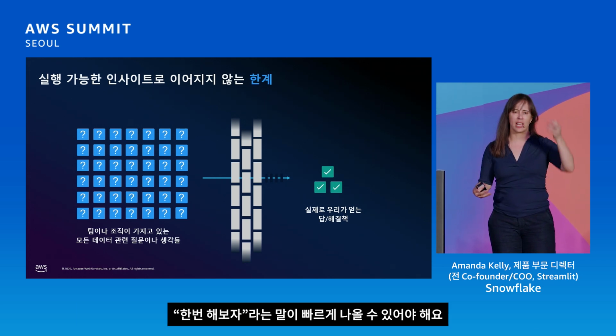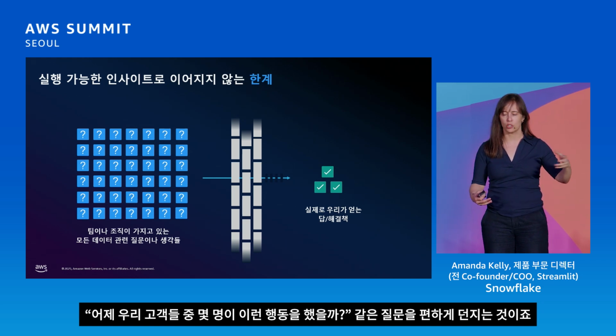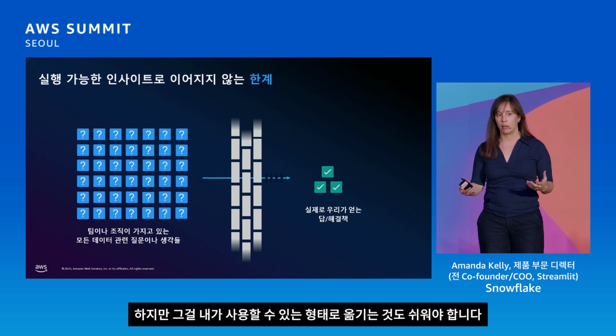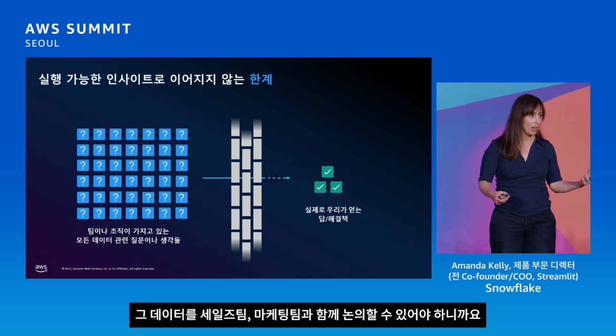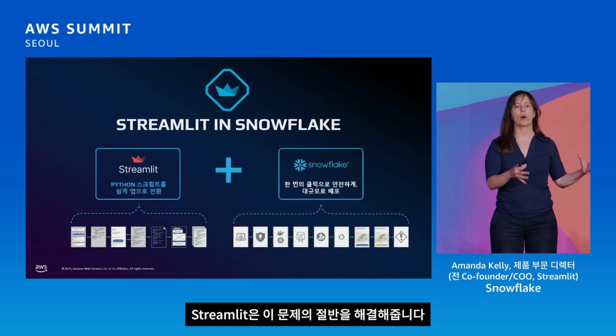If it's fast to just say, I wonder how many of our customers logged in and did X type of action yesterday? Of course, you have to have the data in the right place, but it also has to be easy to put that in a place where you can consume it, where I can talk about it with my sales team, with my marketing team. And so Streamlit solves one half of this.